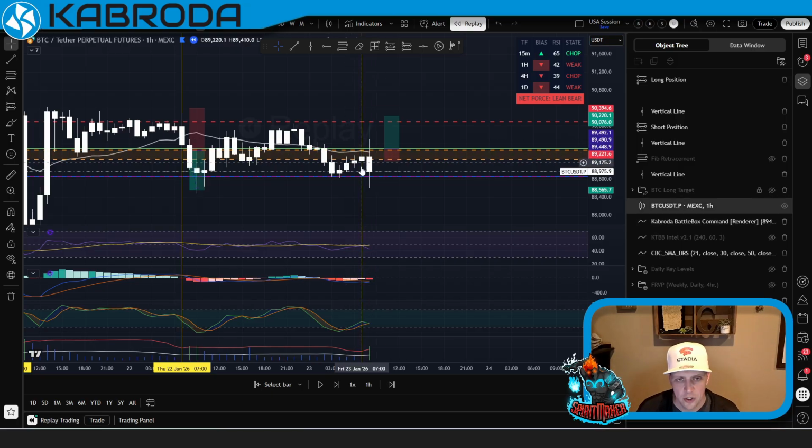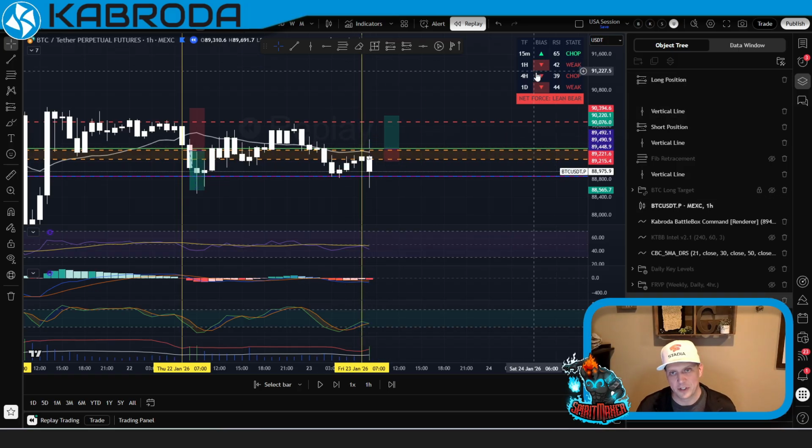We need this 1 hour candle to actually close up here and not give up. Because if it closes up there, then this indicator will keep the energy for you.